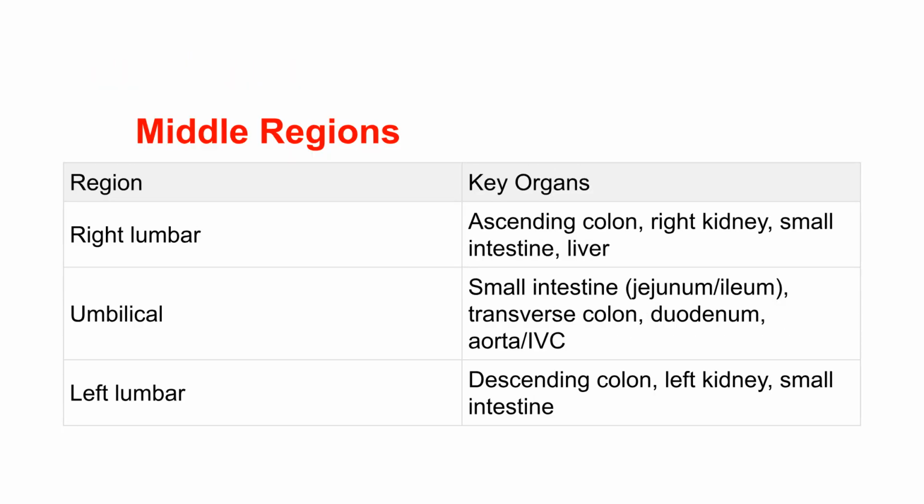Moving to the middle row, the right lumbar region houses the ascending colon and right kidney. The umbilical region contains the small intestine and transverse colon. The left lumbar contains the descending colon and left kidney.